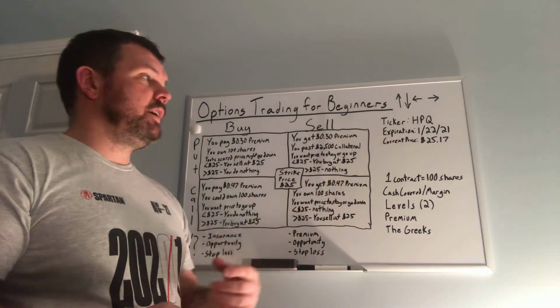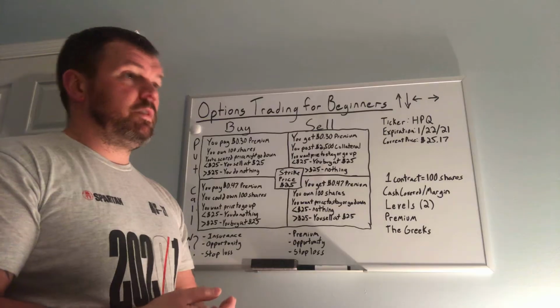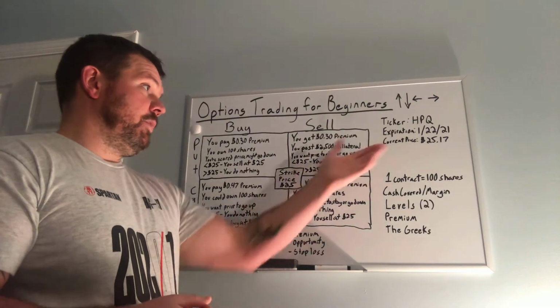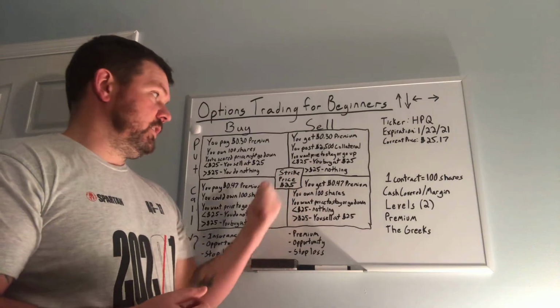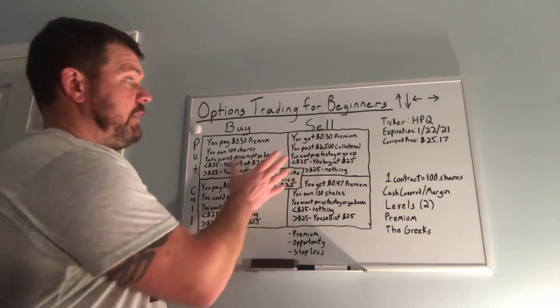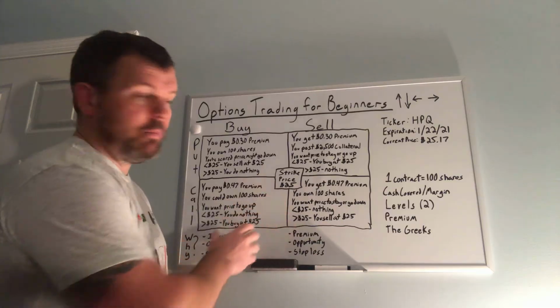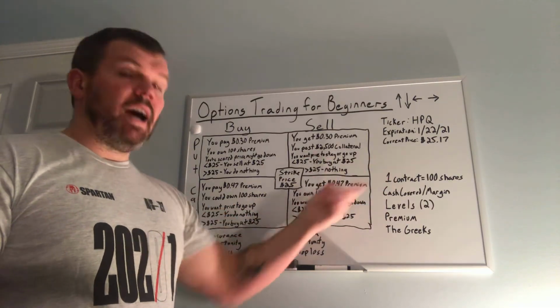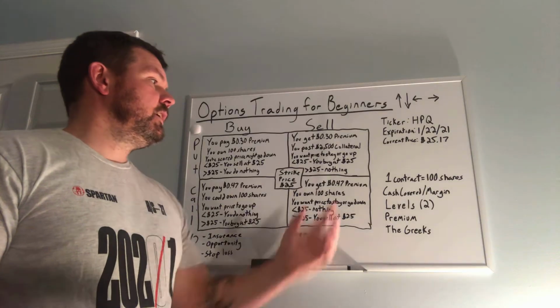Now, current price, obviously that matters too. The current stock price, because from there, anywhere you go with the strike price, that will change what you're paying or what you're getting in premium. Again, one contract is 100 shares.